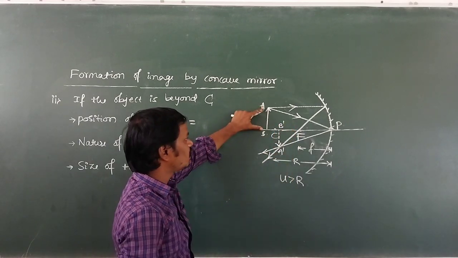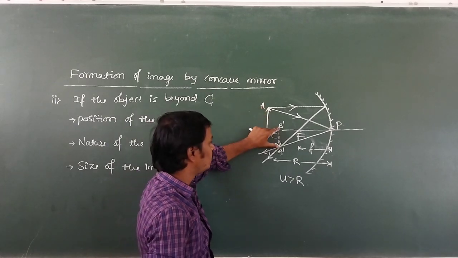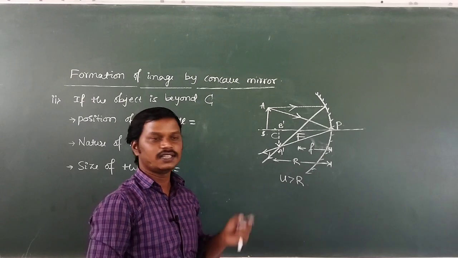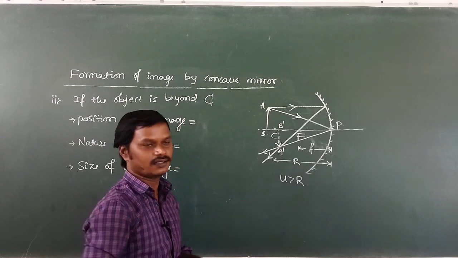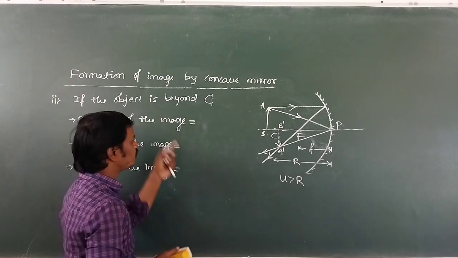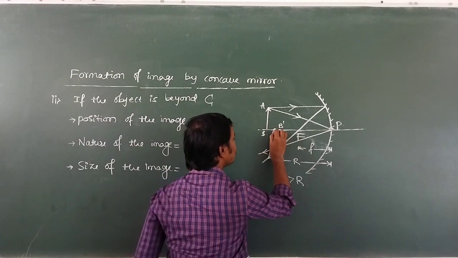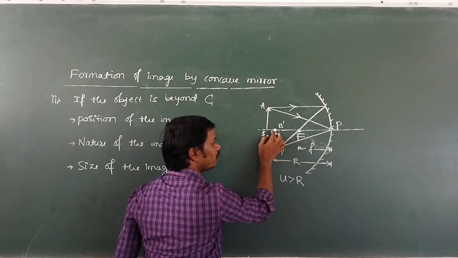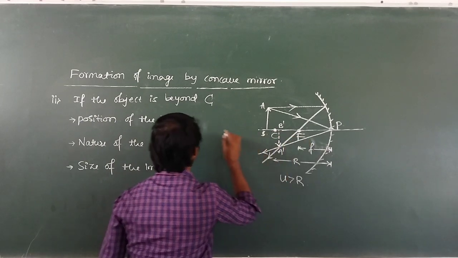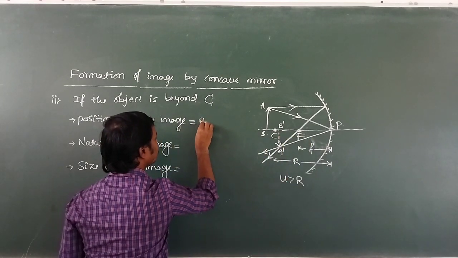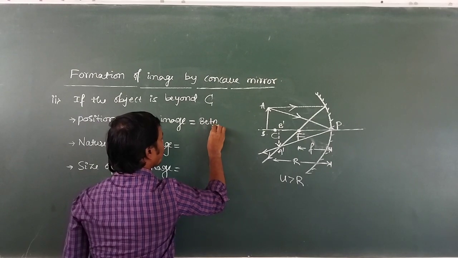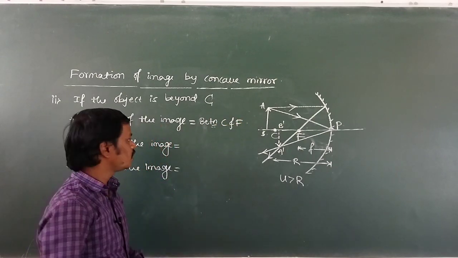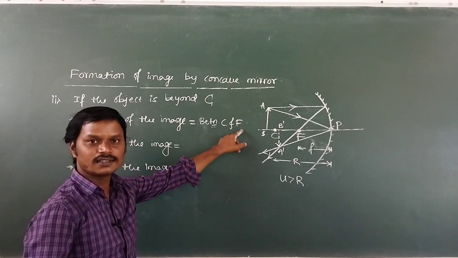Now the object is upside, but here its image is downside, so the image is said to be inverted. If it is inverted, then it is real. Now what is the position of the image? The image is formed in between C and F. Here in the diagram, the image is formed in between C and F.